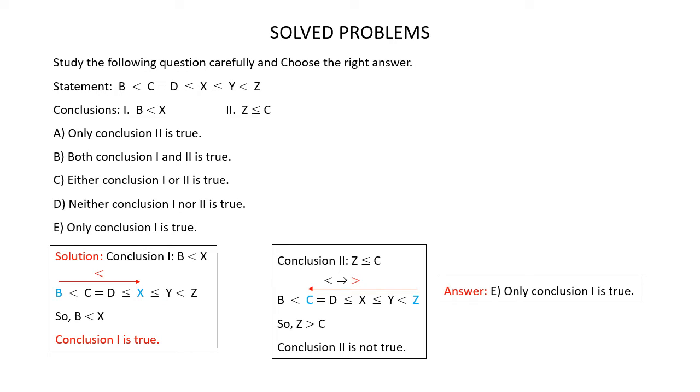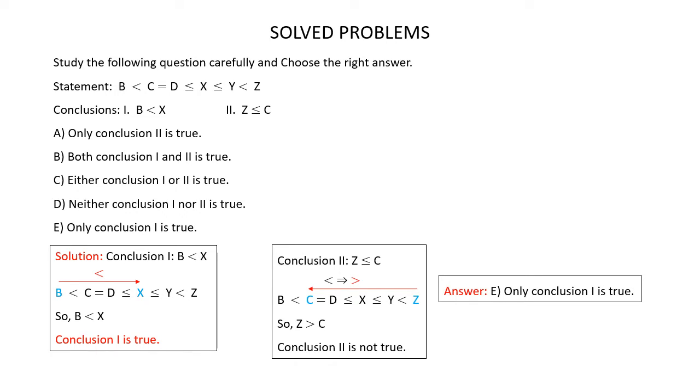Among these three symbols, first priority is given to the symbol less than. So the relationship between B and X is B is less than X. So the definite statement is B is less than X. Now conclusion 1 is B is less than X, which is the same as the definite conclusion. So conclusion 1 is true.